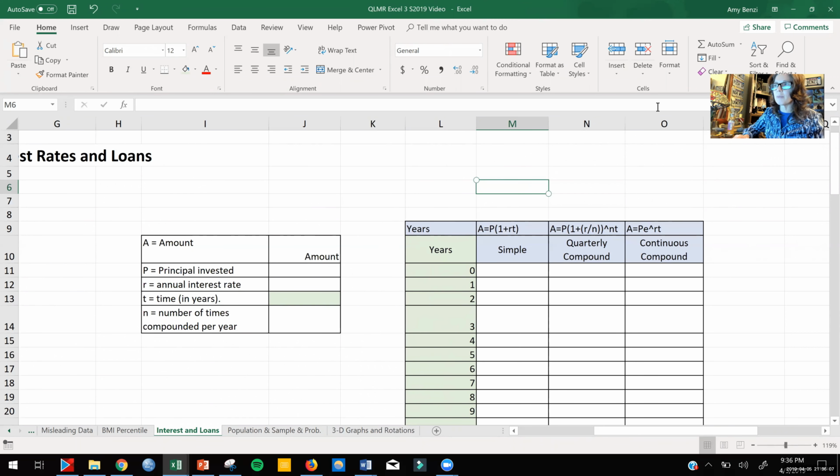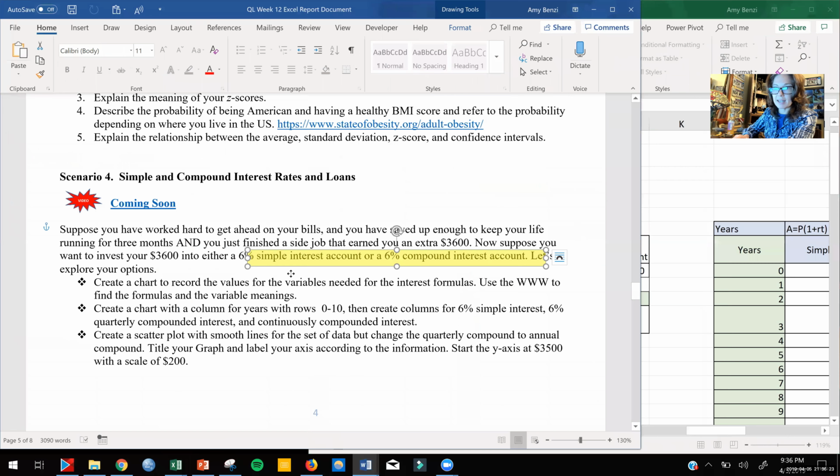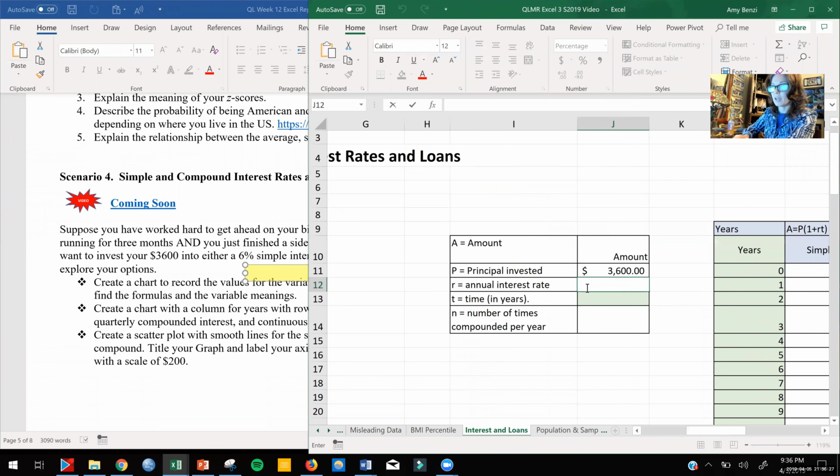So let's go back and look at what we're doing here. We had some initial investment, so that was going to be our $3,600. And then we had an interest rate. You guys had a 6% interest rate. I'm going to use a different interest rate. I'm going to go ahead and have an 8% interest rate.